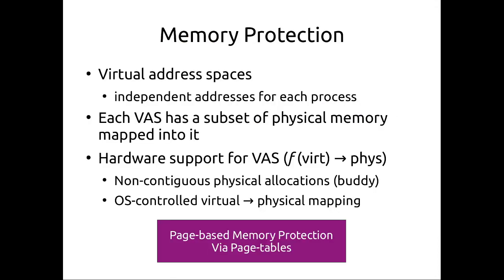So memory protection, as we talked about it, usually centered around this idea of a virtual address space, right? And this is simply the idea that each process has their independent namespace of addresses, and the same address in two different processes will not necessarily reference the same piece of actual memory. So every single virtual address space has a subset of physical memory mapped into it, and if that is a disjoint subset, then the two processes are isolated from each other. They cannot access each other's memory in any way, shape, or form.